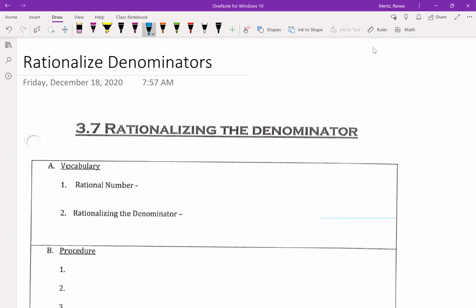Hi guys, today we're going to rationalize denominators. This is one of our last topics, but just to recall what a rational number is, it's any number that can be expressed as a fraction.